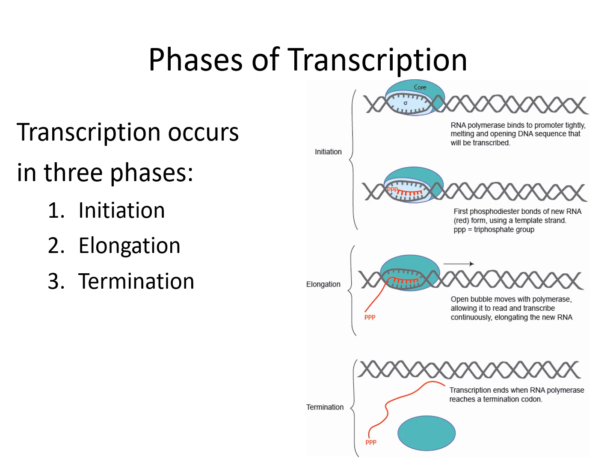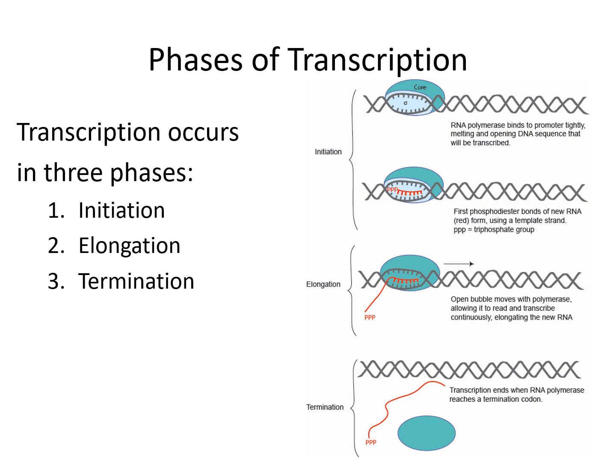Transcription occurs in 3 phases. The first phase is initiation. The second phase is elongation, and then the termination. For the initiation, RNA polymerase binds to the promoter tightly, melting and opening the DNA sequence that will be transcribed. And then the first phosphodiester bond of the new RNA is formed using the template strand. And that's the initiation.